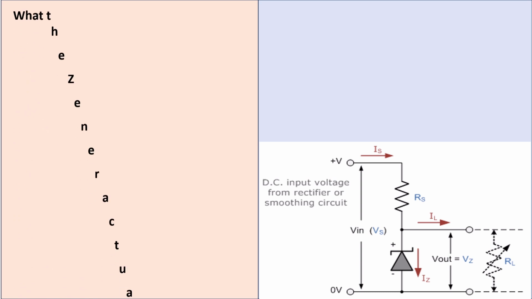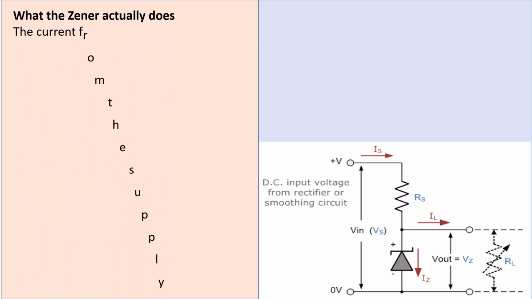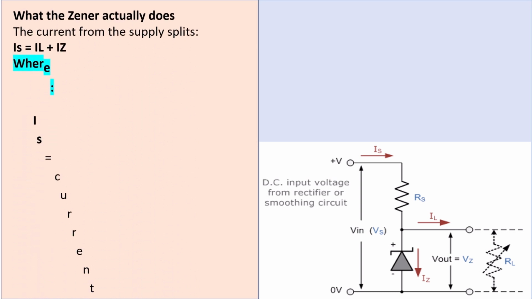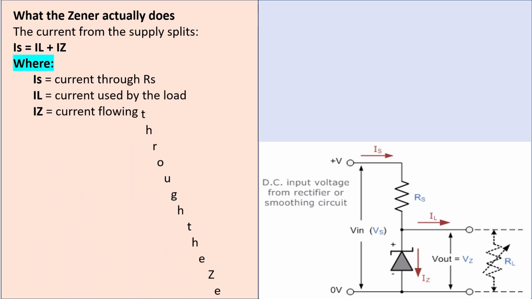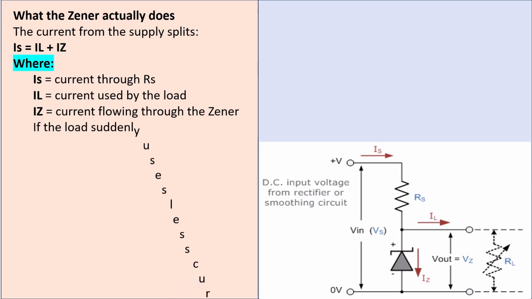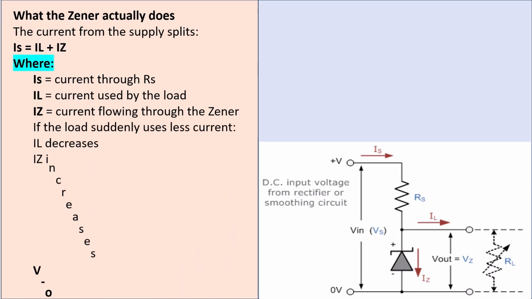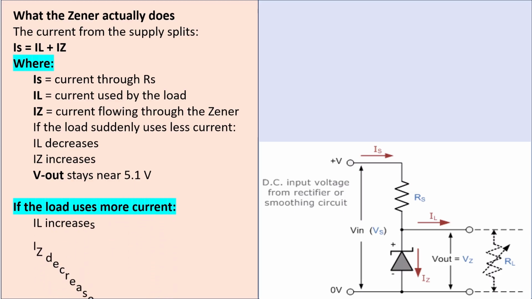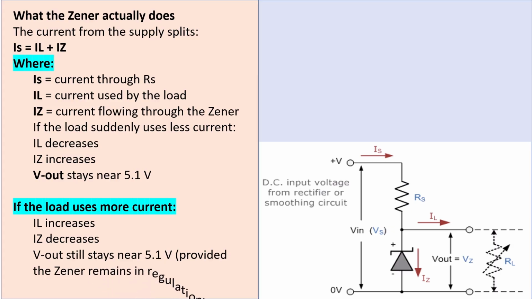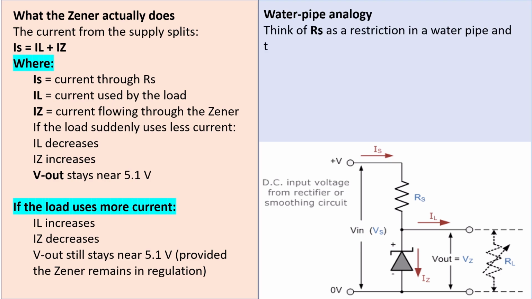What the Zener actually does is the current from the supply splits. Is equals IL plus Iz, where Is is the current through the Rs, IL is the current used by the load, and Iz is the current flowing through the Zener. If the load suddenly uses less current, IL decreases, Iz increases, and Vout stays near 5.1 volts. If the load uses more current, IL increases, Iz decreases, and Vout still stays near 5.1 volts, provided the Zener remains in regulation.